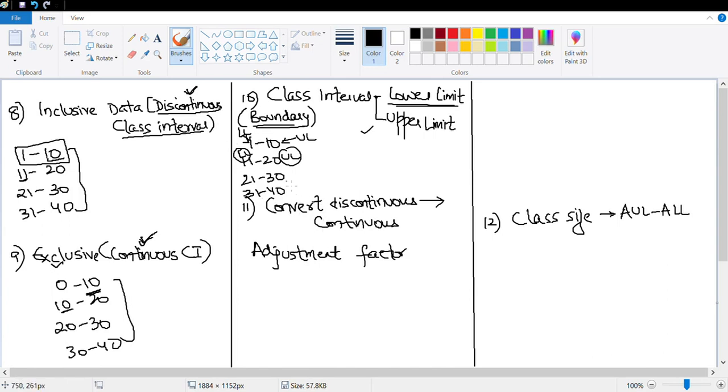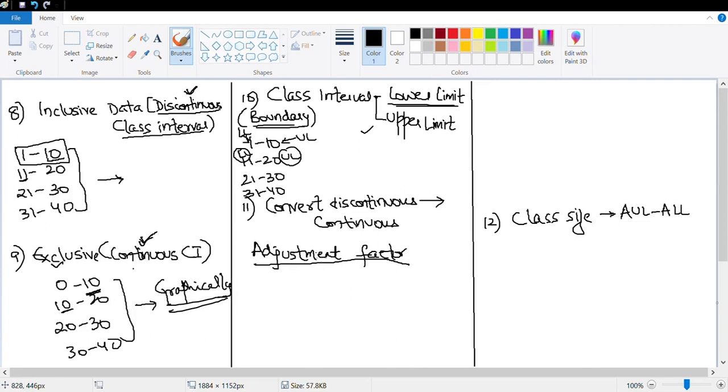Now the next step would be if I need to convert discontinuous data into continuous data. How would I do that? And why is it important to do it? Having this data in continuous form is very important when we graph it, which means when we represent it graphically. So that's why it is important that we do this for graphical representation. Let's look at how we would convert it.